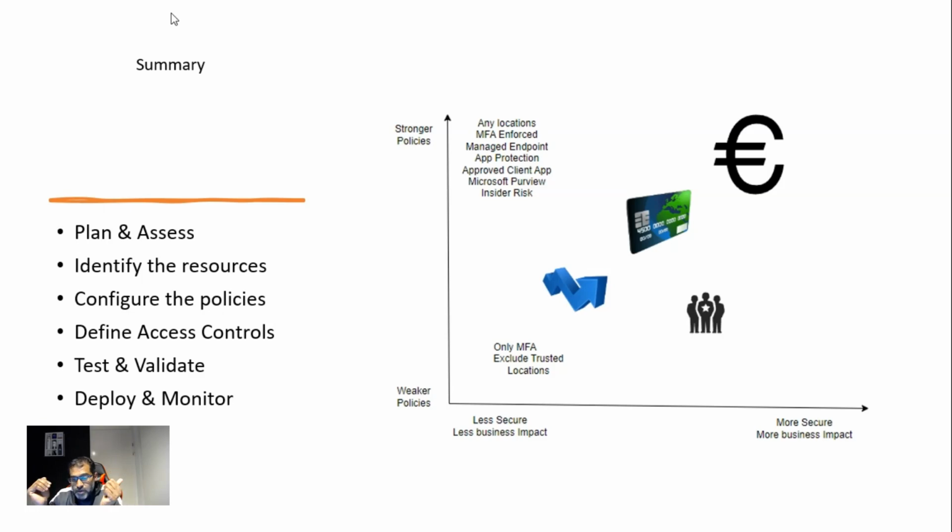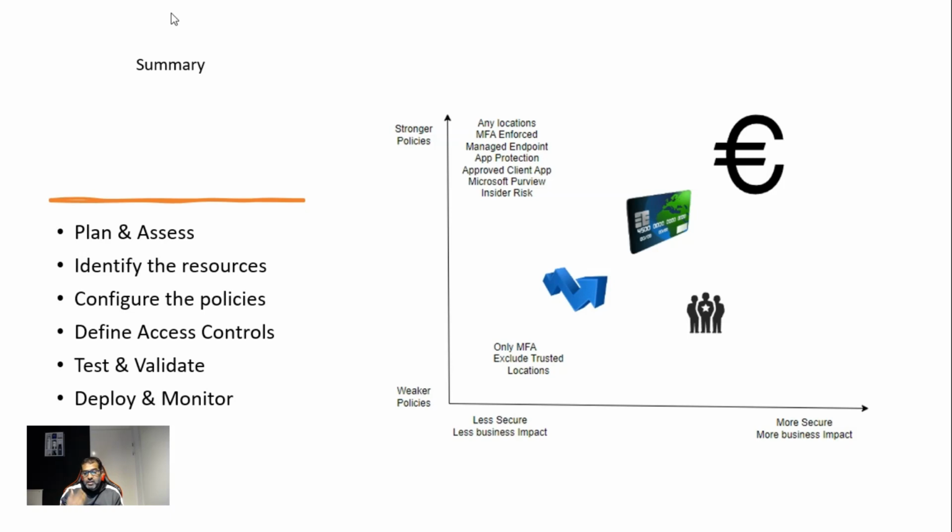For example, if you have only MFA and you're excluding the trusted locations, then yes, it's less secure and has less business impact. When you adopt stronger policies, for example managed endpoint, MFA enforced, app protection policies, approved client app, Microsoft Purview, insider risk management, all these things you're bringing, then it might cause more business impact. You need to do some analysis and understand which applications are ready for this, because not all applications are ready to adopt very strong MFA policies. So you need to keep these things in consideration.